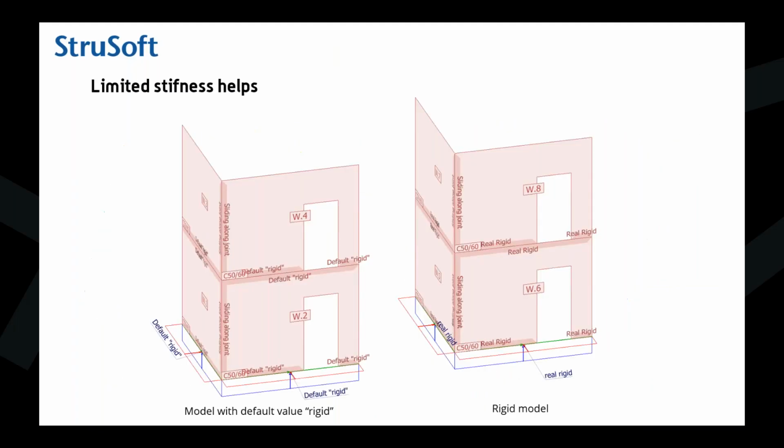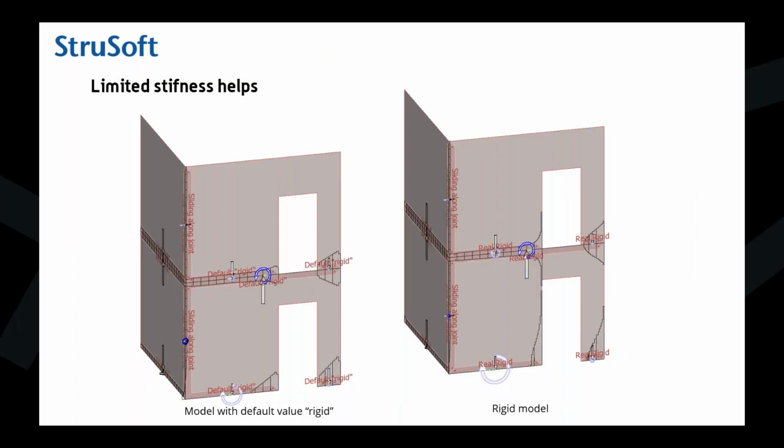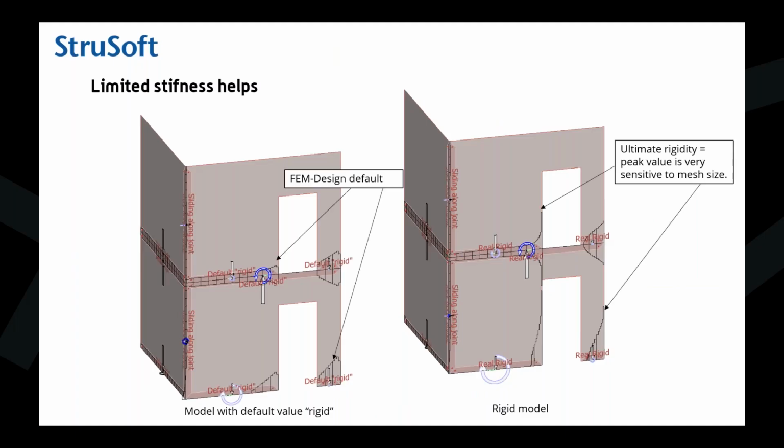It helps if you think of our classical, rigid finite element model on the right side, and our default model on the left side. If you look at those peak values on the corners, those peak values will go away if you use limited stiffness between the elements. So we have developed this limited stiffness in the model.